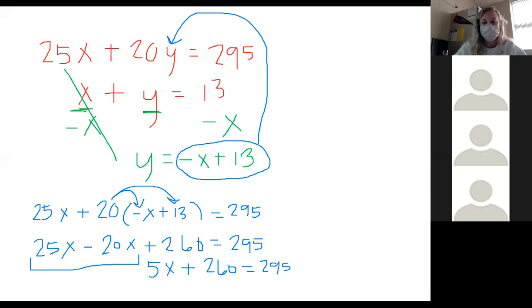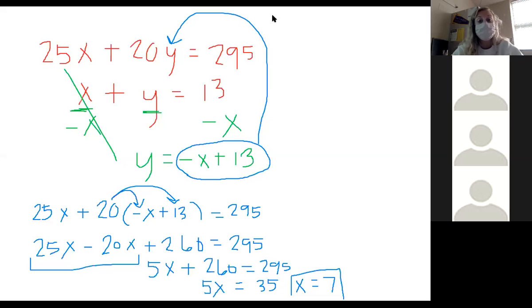Okay. Then you would subtract the 260 over, right? Mm-hmm. So what's 295 minus 260? 35. And then how would I find x? Divide by 5 on both sides. Good. And so what's 35 divided by 5? 7. Good job. So did we get the same thing? Mm-hmm. So do I care which way you do it? No. See how I got 7? You can do it either way, okay?